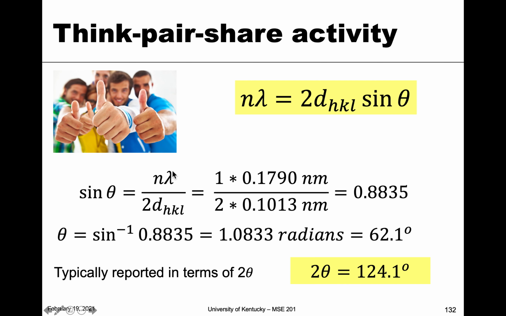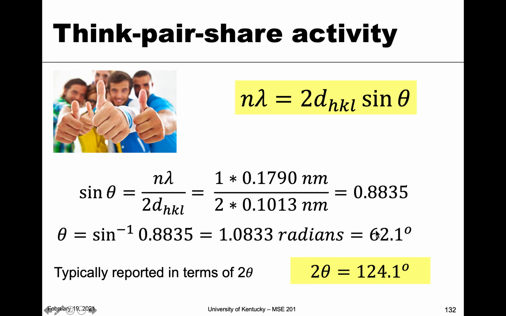Lambda here is my wavelength of the X-ray radiation, and then the d spacing, which was given to us. If we put that in, as we do here, you'll see that we have nanometers over nanometers, so they cancel out, and we get 0.8835, and that's the sine of theta. If we take the sine inverse to solve for theta itself, we get 1.08 radians, or 62.1 degrees.